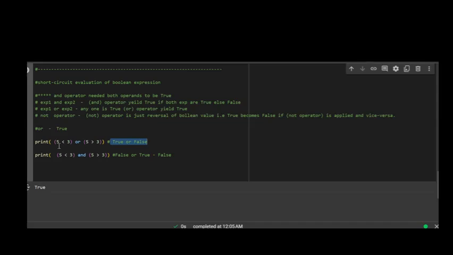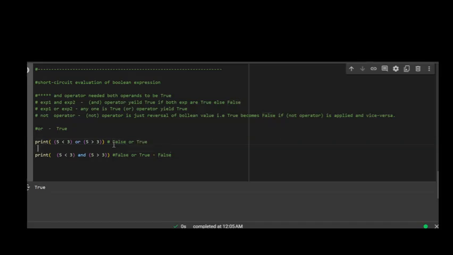So what does it mean? Let's say or is operated on 5 less than 3 and 5 greater than 3, right? So 5 less than 3, what is this, true or false? Or can only be false when both are false, otherwise it will be true, right? With all the things that we have learned, otherwise it will be true. So or need not check the other value if any value gets true. So 5 less than 3 is what? A false statement. Okay, so a false statement, false.